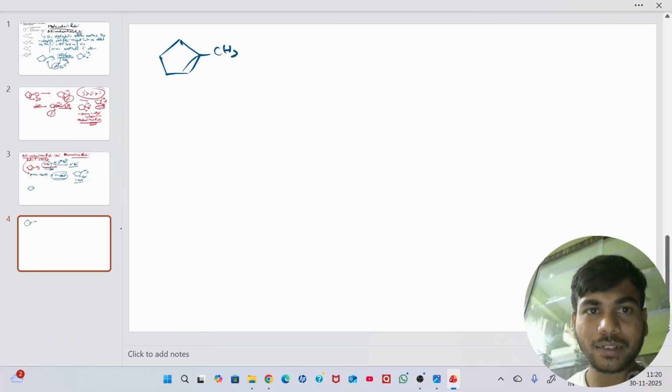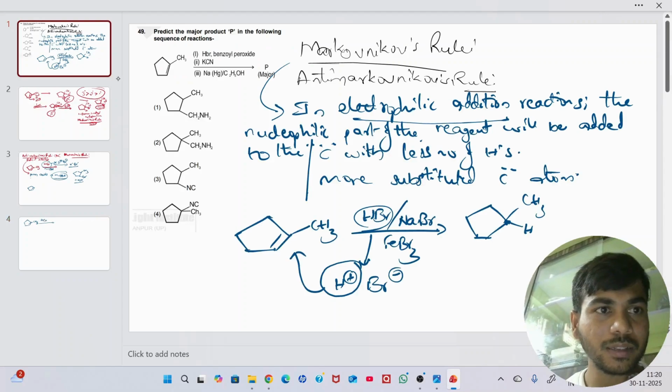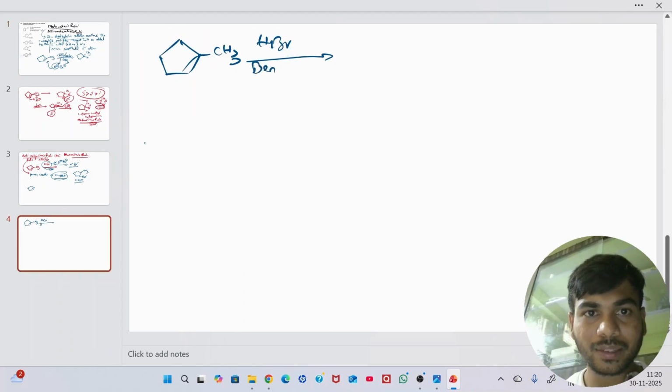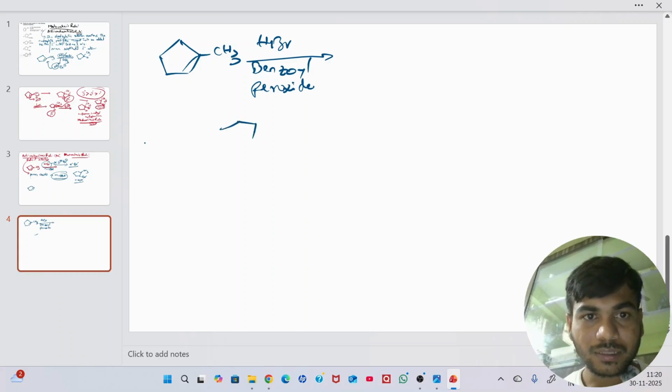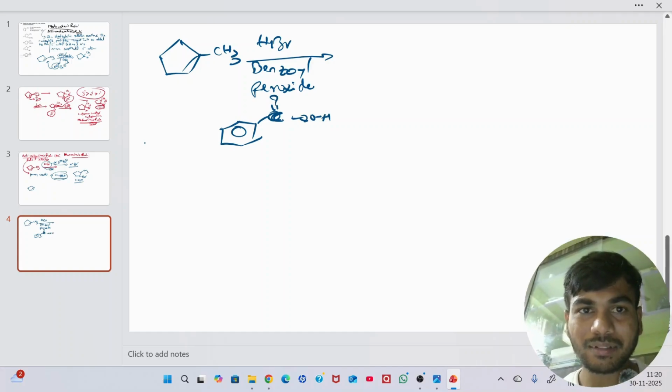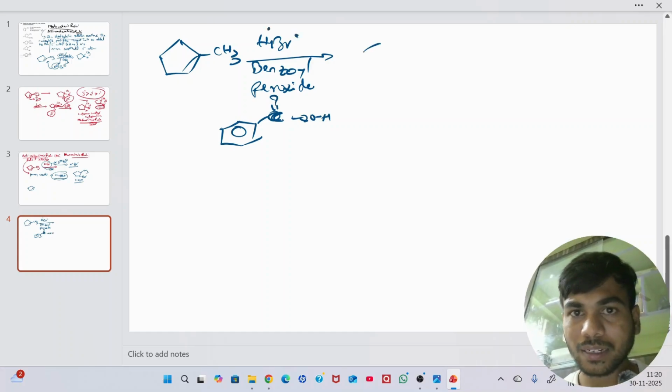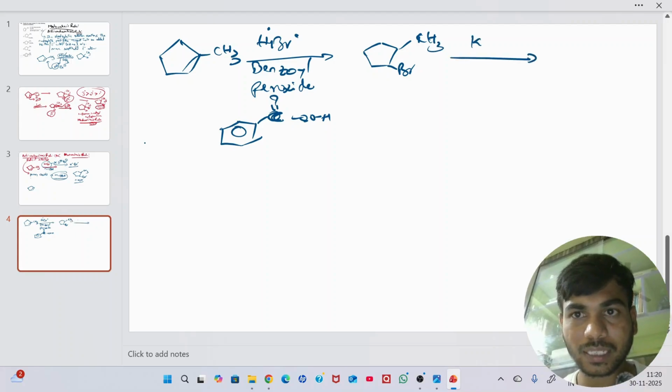1-methyl cyclopentene on reaction with HBr in the presence of benzoyl peroxide, whose structure is something like this: benzene, C double bond O. You will get bromine radical and hydrogen radical, and by default the bromine radical attacks the less substituted side of the olefinic center. On further reaction with potassium cyanide, it is a simple displacement.